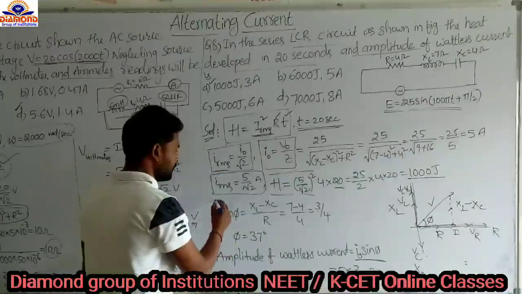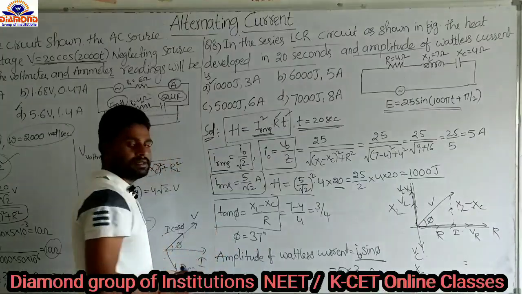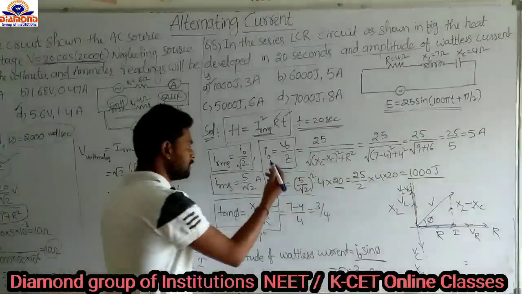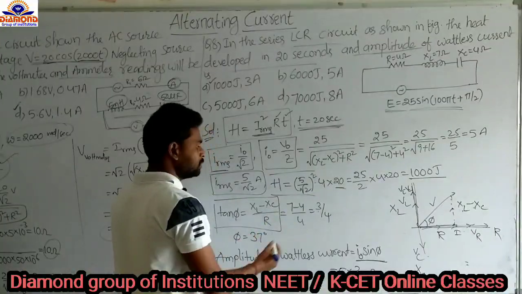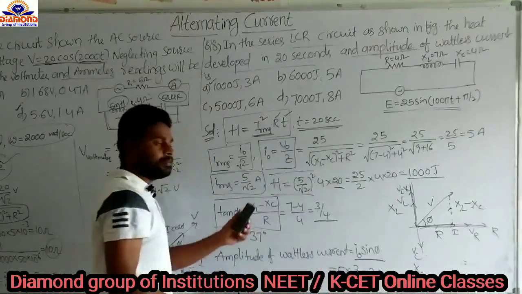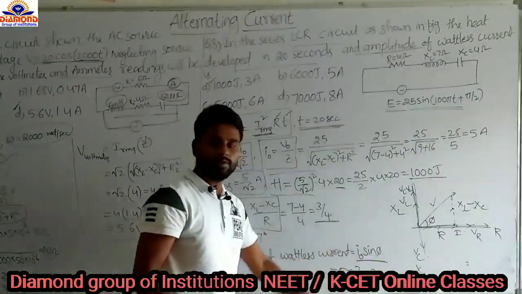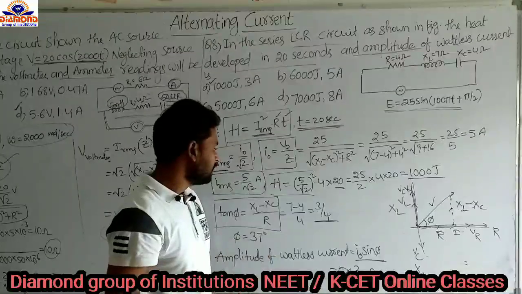Already we know this formula, I am just telling you. Tan phi equals XL minus XC by R. XL value is given, XC value is given, R value is given. Substitute and we will get 3 by 4. If tan phi equals 3 by 4, sin phi equals how much? From the right angle triangle we will get it very easily.